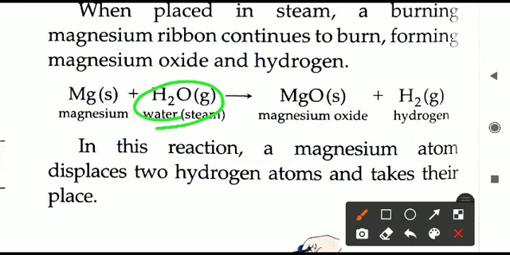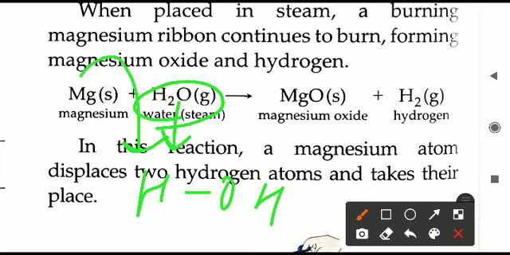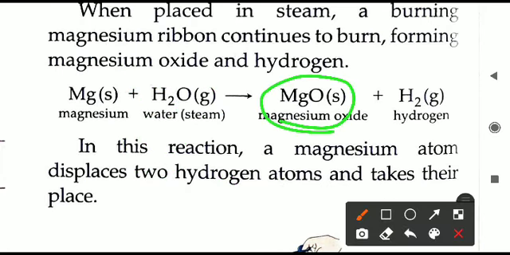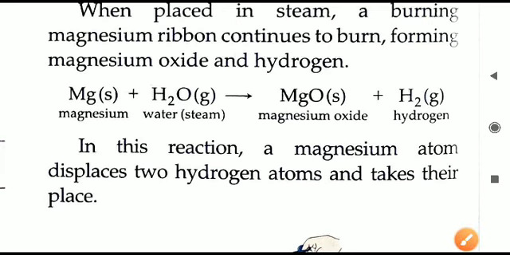For more details, again I repeat this. H2O is made up of H and OH. Magnesium will remove H only. So now you can easily understand. Hydrogen will be removed from there, and only oxygen will be left behind. That is MgO, magnesium oxide, which will form in this reaction.